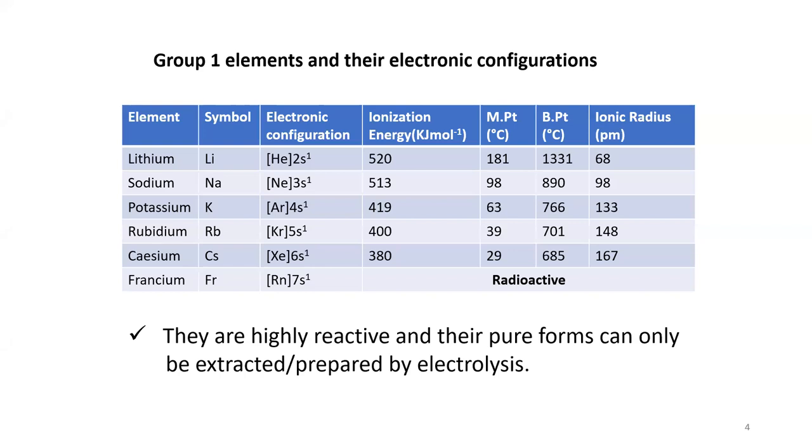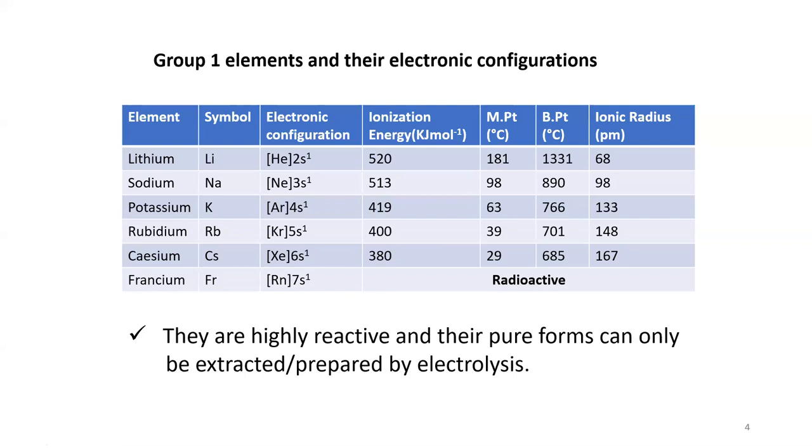What is the melting and boiling point of your group two elements? Are they higher than group one or lower? It seems to steadily move. It's normal, there's no variation. There's no odd anomaly that causes variability. Like you see 181, 98, 63, 39, 29. It seems to be decreasing steadily downward. But when you go to group two elements, you see that it has variability.